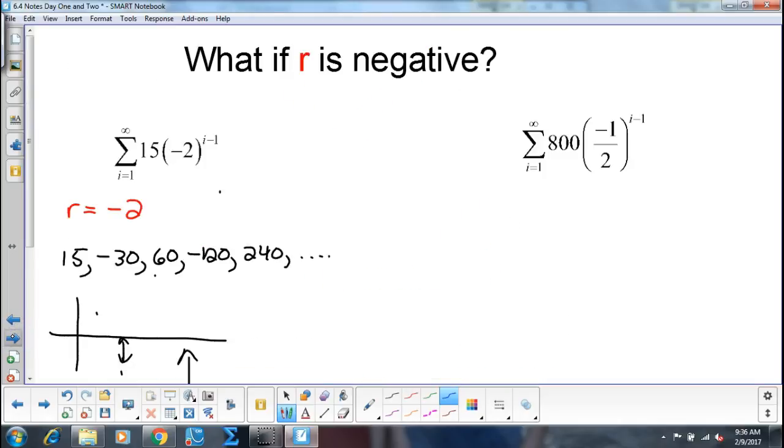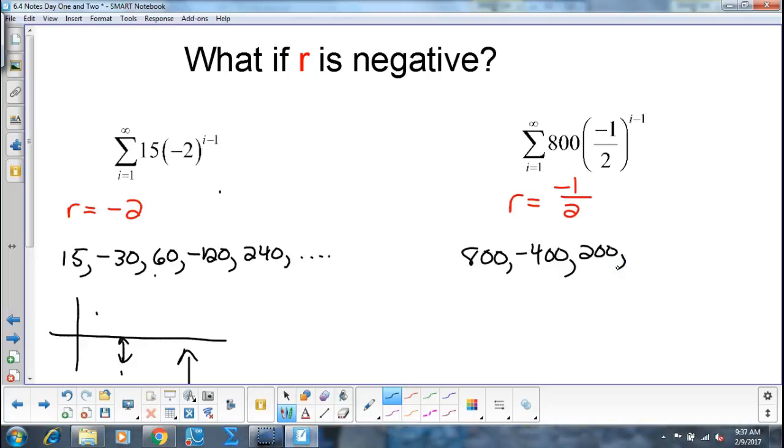Let's try this one. Now, what's my r value? Negative 1/2. Okay? So, what are my terms then? Let's see. What's my first term? 800. Next one. Negative 400. Next one. Positive 200. Next one. Negative 100. Next one. 50. Next one. Negative 25. And so on and so forth, right?